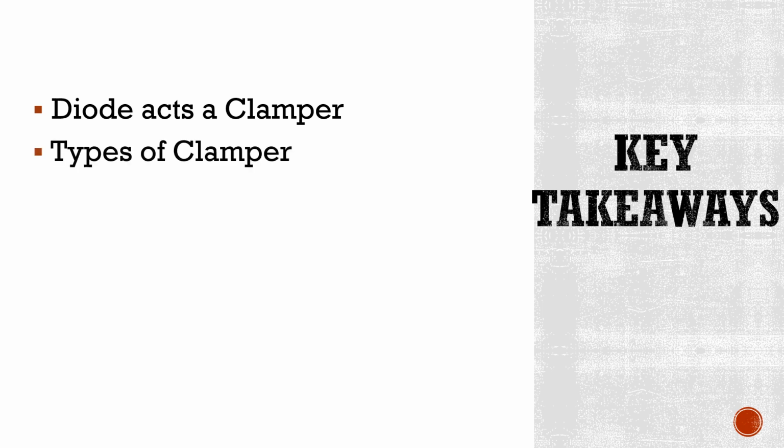That's all for today. Now what are the key takeaways of this lecture? In this lecture, you understood how diode acts as a clamper, and in this lecture you also studied about different types of clamper circuits, and you also solved examples of each type of these clamper circuits.